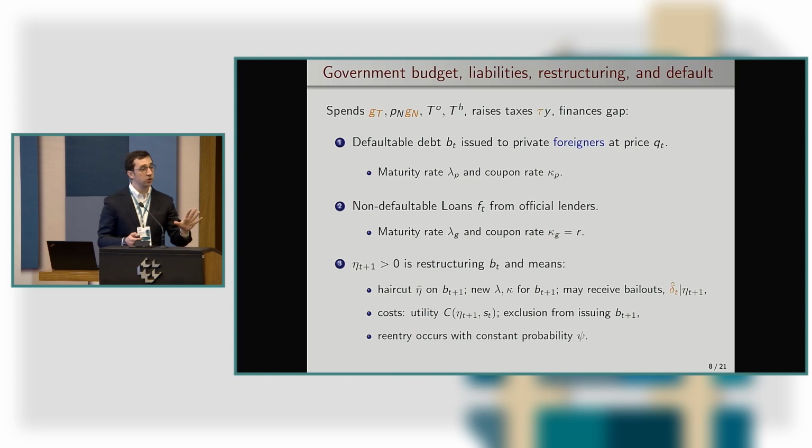Now, the first choice, remember I told you, the government is making is whether or not to restructure. If it chooses some eta that is greater than 0, that means it's restructuring, and a number of things happen. First, there is a haircut on the debt. Second, there may be a new maturity structure for the debt for some period of time, and the country may start receiving some flow of bailout funds. There's also a cost of default in terms of utility, and then there's a period of temporary exclusion. Reentry then occurs with some constant probability.